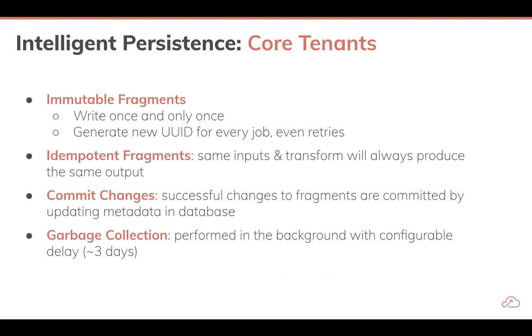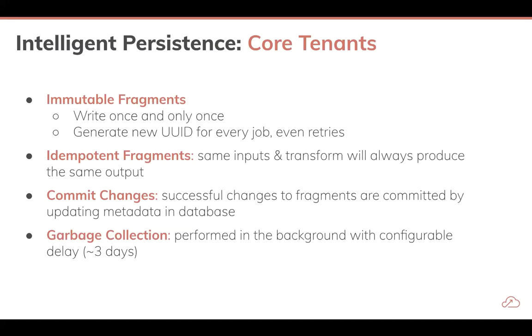Now, when we think about the core tenets and how we actually deliver on this, there's really four pieces here. One is immutable fragments. We have to be able to guarantee that when we write data, it's written once and only once. If it's a retry of a job, it has to write somewhere different. And this allows us to be confident and safe that when data is written, it won't change out from underneath us.